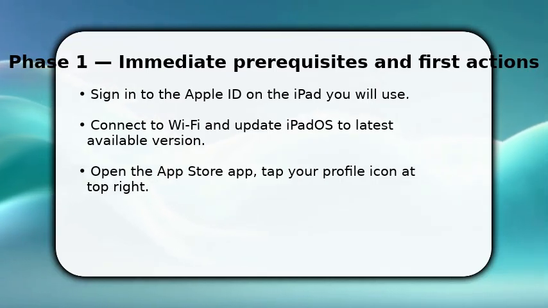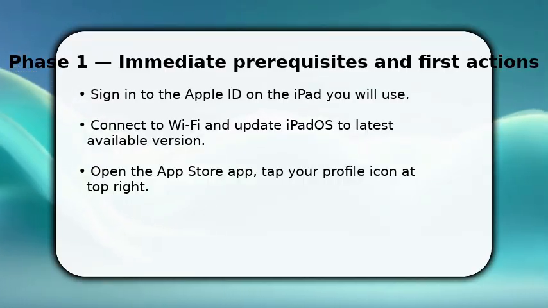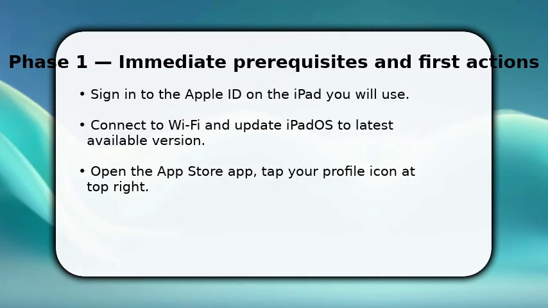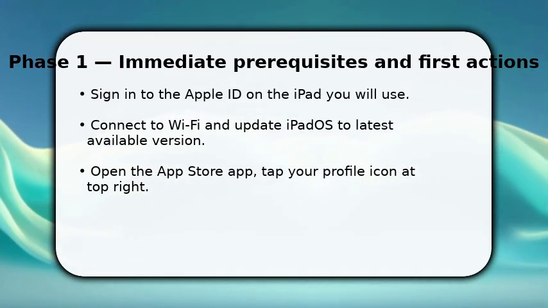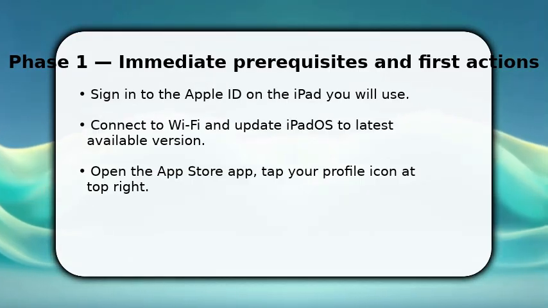Tap Redeem Gift Card or Code and prepare the physical card or emailed code. If you have a barcode, hold the card steady. Otherwise, copy the 16-digit code to the clipboard. This starts the secure process that applies credit directly to your Apple ID balance.